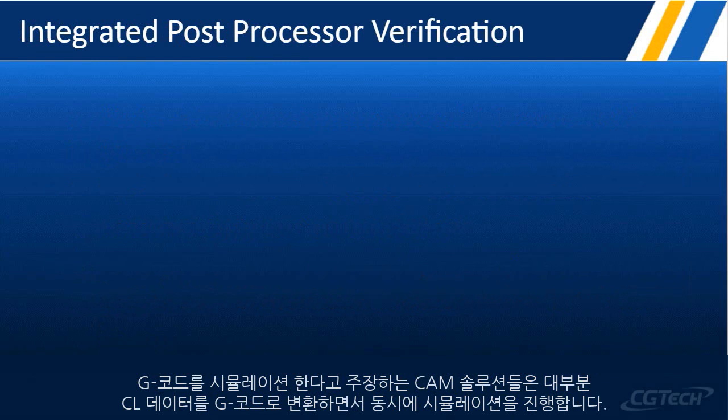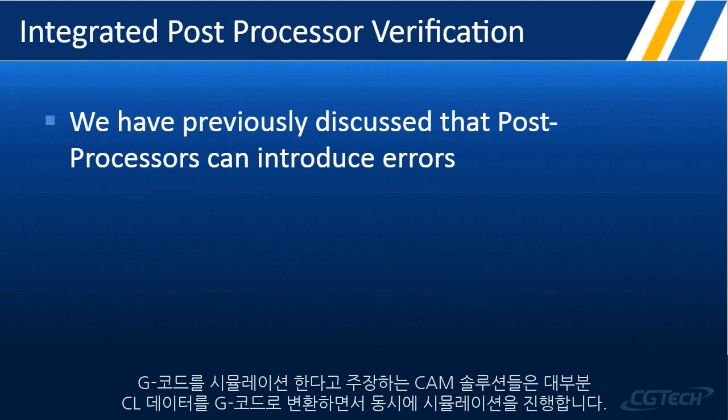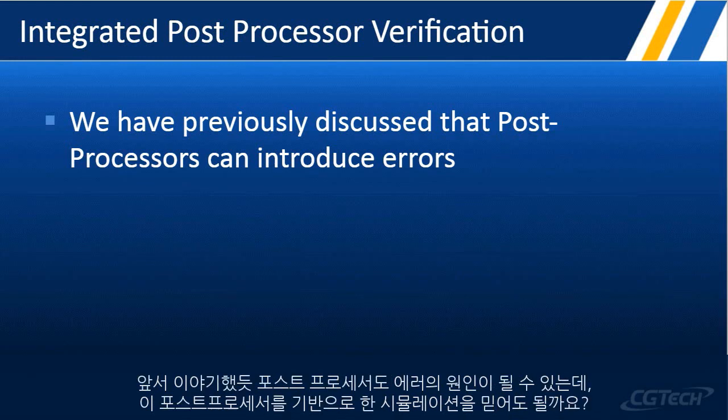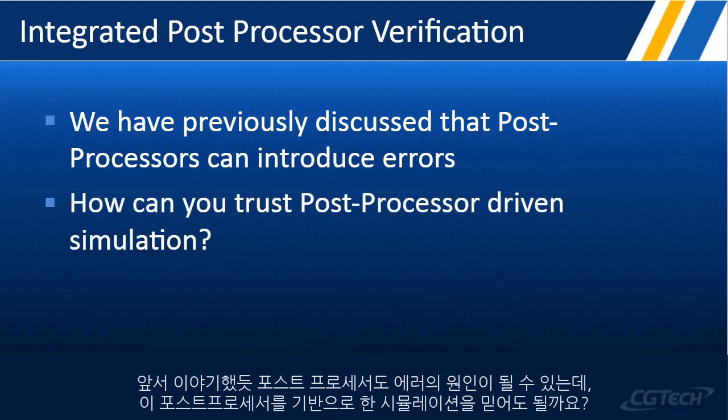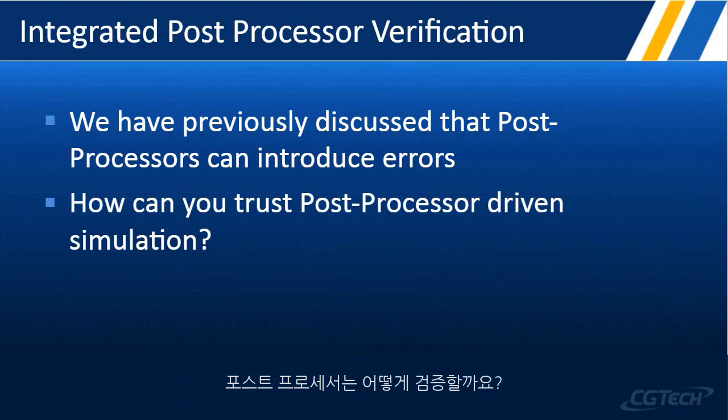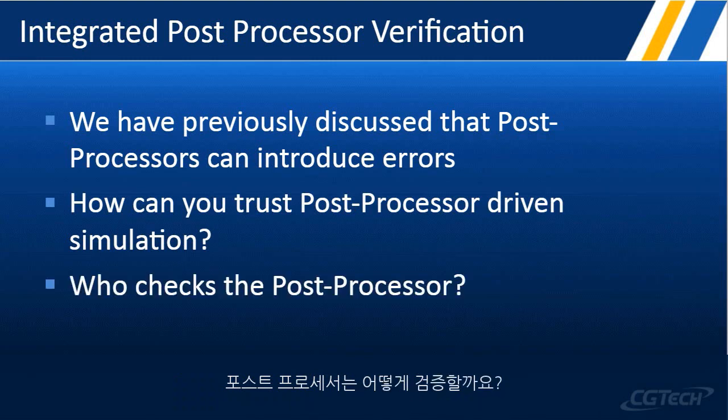So, integrated post-processor verification. There are some verifications out there that say, yes, we're simulating the actual G-code, when in a sense they're posting it and simulating at the same time, and projecting what their post is supposed to be doing. As we previously discussed, post-processors can introduce errors. So how can you trust a post-processor driven simulation? Who checks the post-processor?